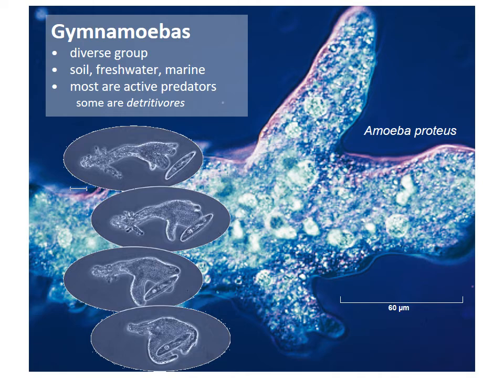These guys are the typical amoeba. Amoeba proteus is the amoeba that you've seen under the microscope several times. A very diverse group of things we call gymnamoebas, found all over the place. Active predators, as you can see in the lower left, that paramecium's getting a little too close.